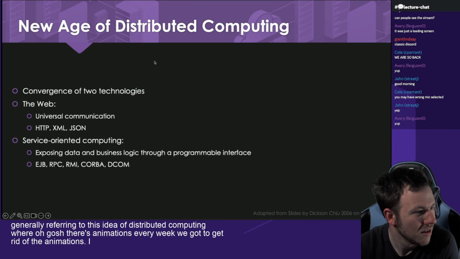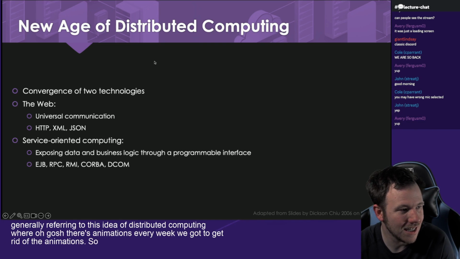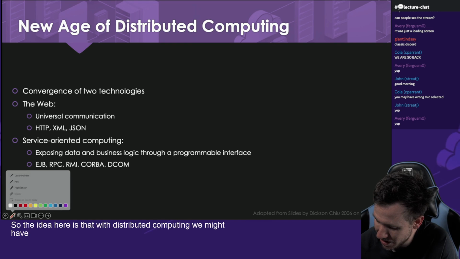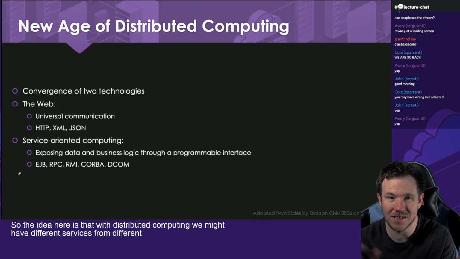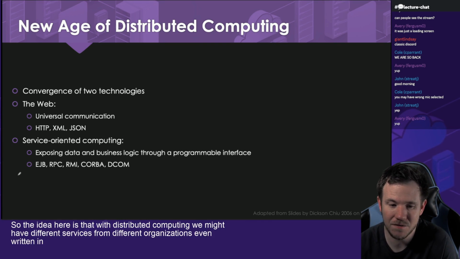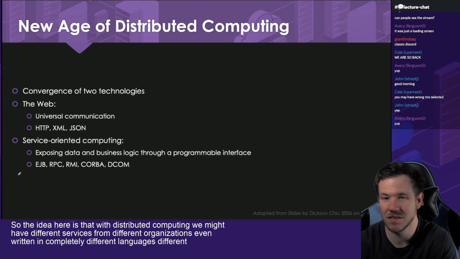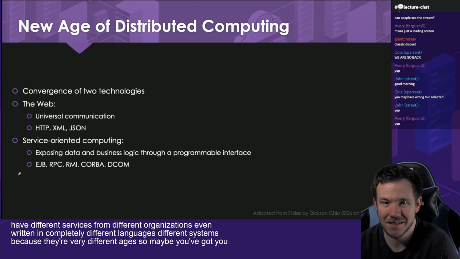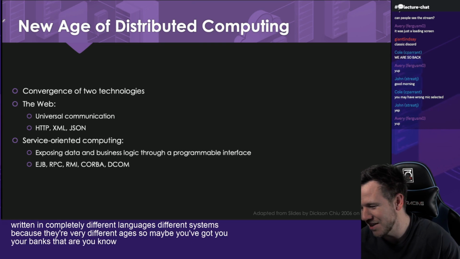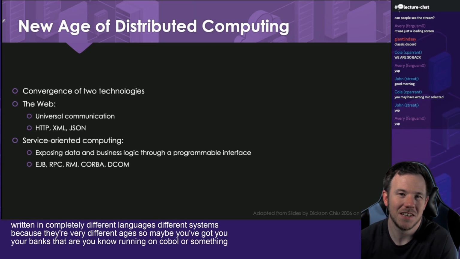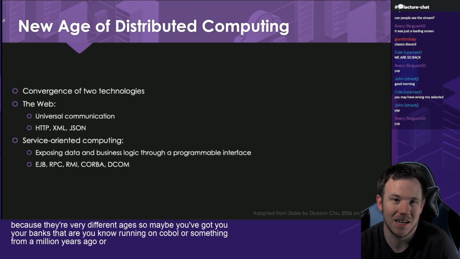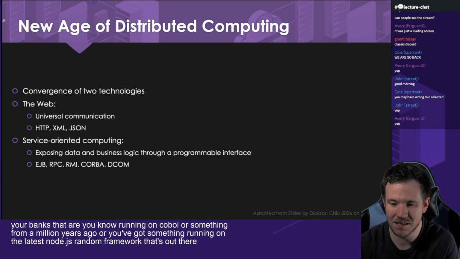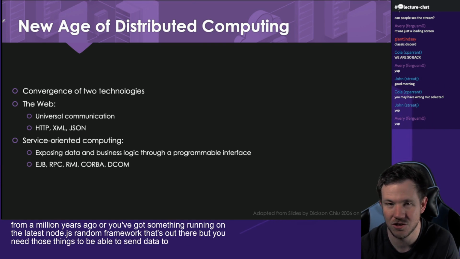So the idea here is that with distributed computing, we might have different services from different organizations, even written in completely different languages and different systems, because they're of various different ages. So maybe you've got your banks running on COBOL or something from a million years ago, or you've got something running on the latest Node.js random framework that's out there. But you need those things to be able to send data to each other, consume each other's data, and that sort of thing.